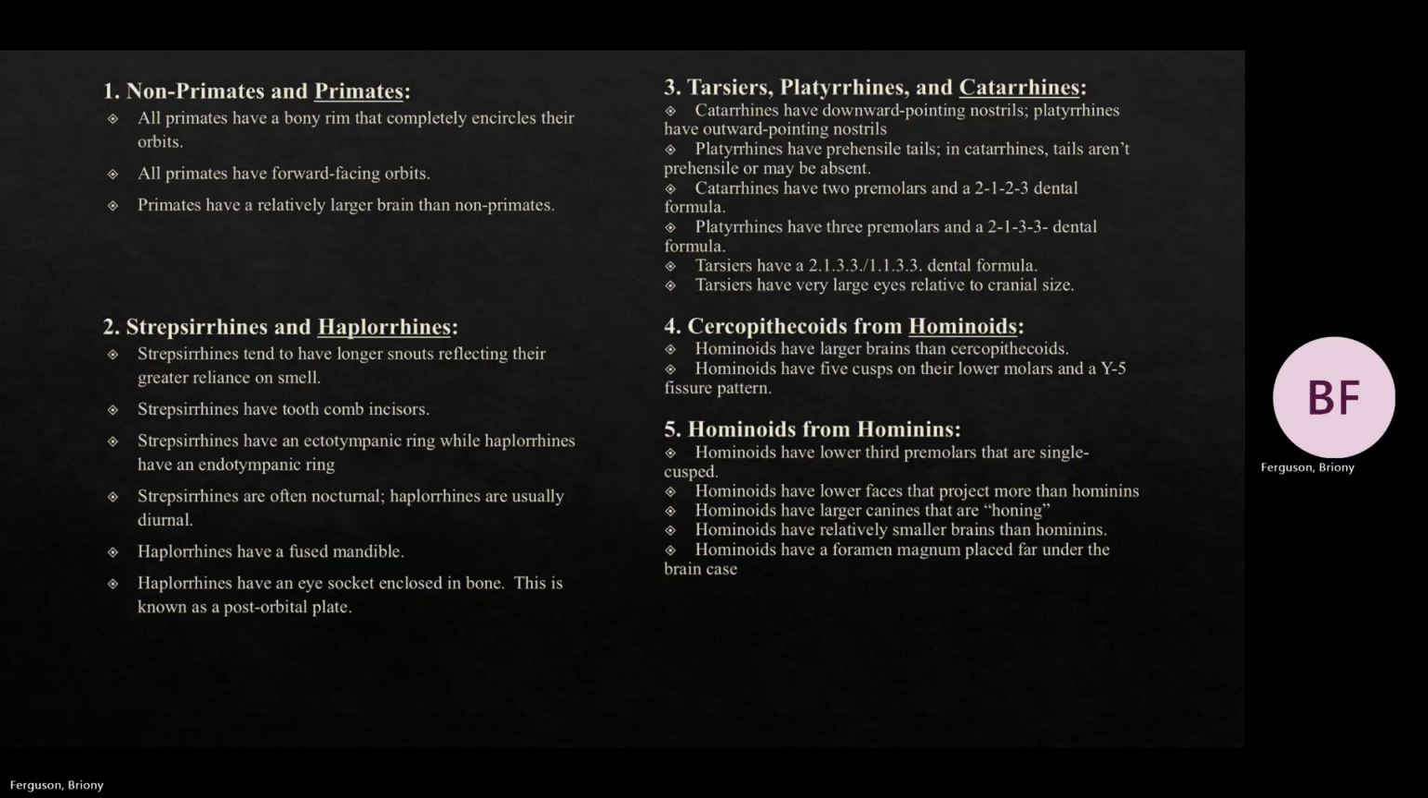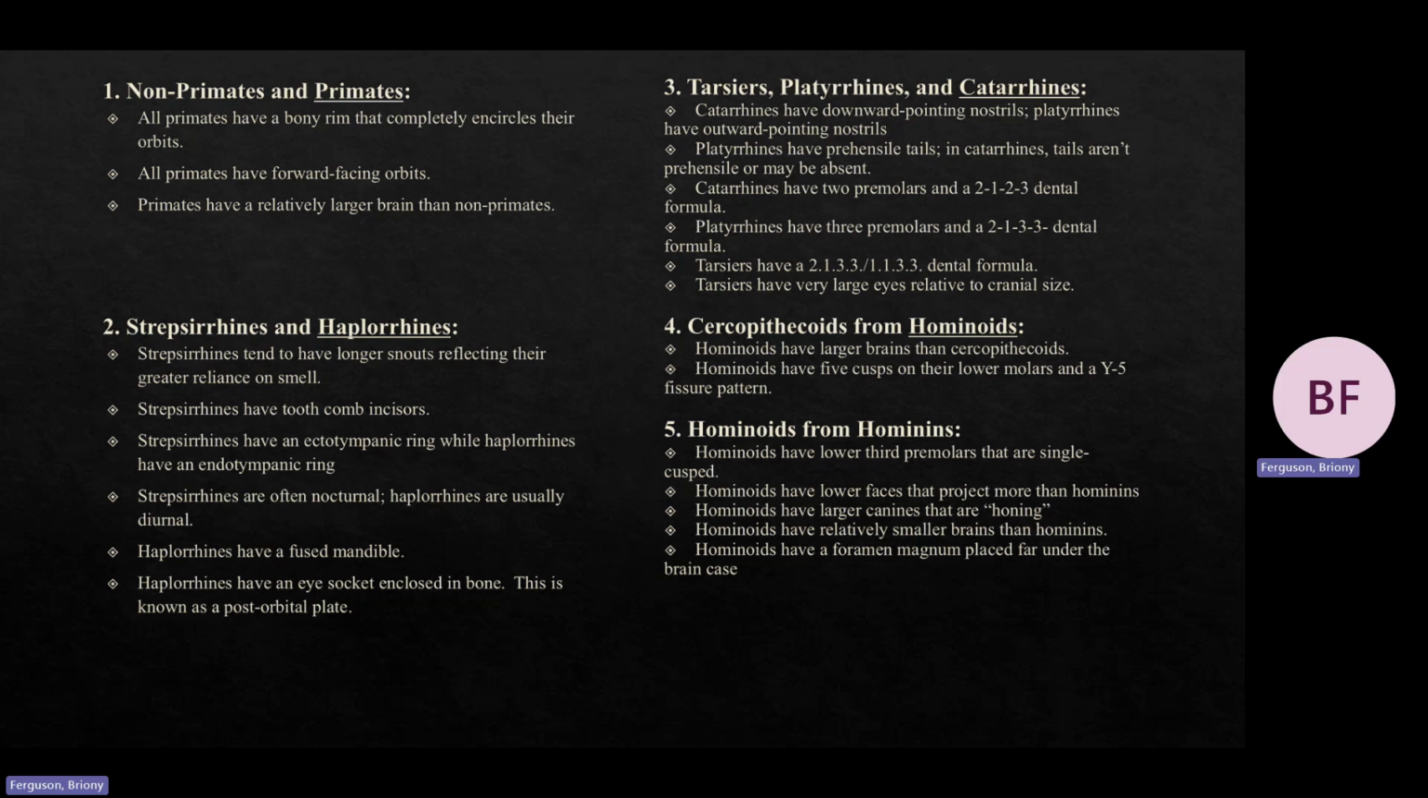Strepsirrhines also have an ectotympanic ring, while haplorhines have an endotympanic ring. Strepsirrhines are often nocturnal, whereas haplorhines are usually diurnal, so they are awake partially during the day and partially at night.